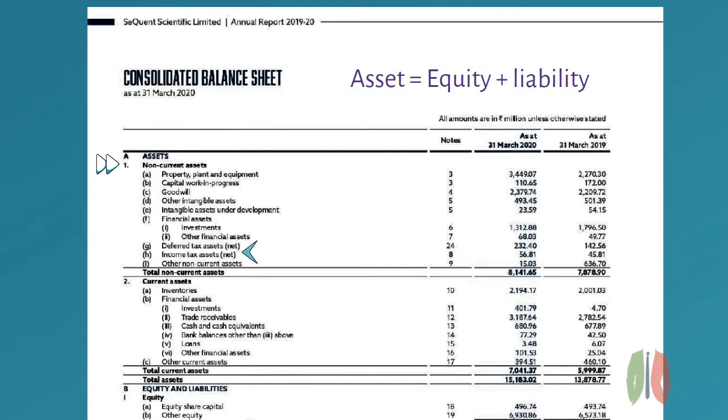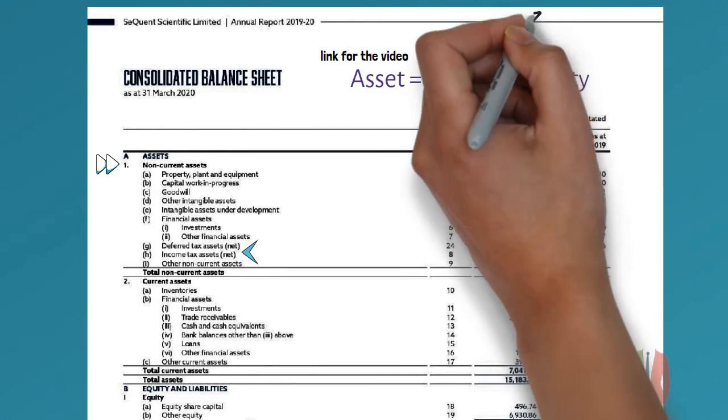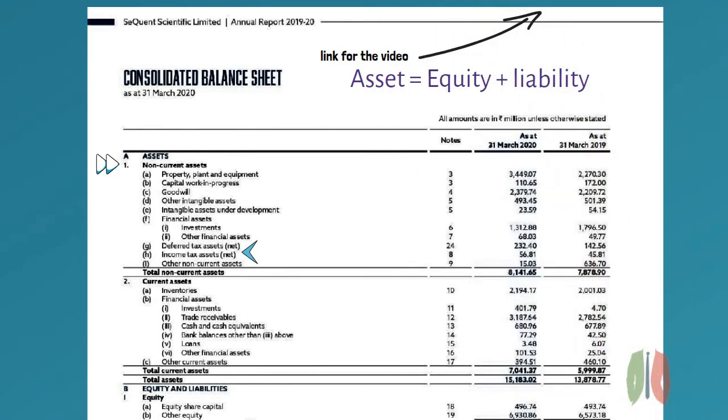Next, deferred tax and income tax assets. In the previous video, in the income statement, I told you about income tax and deferred tax. In the deferred tax, I told you that there will be some tax slabs. If they pay some extra taxes, it will be reversed to the company. So these will come under this category, and the same for income tax also.